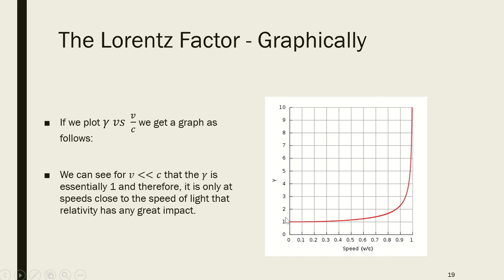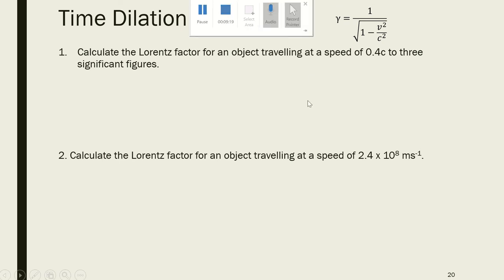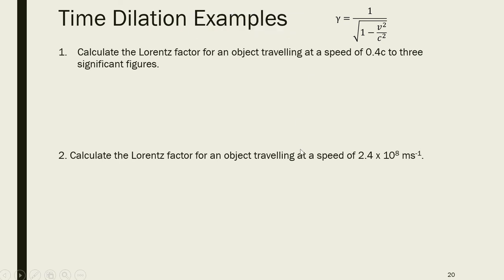So at low speeds, there's no time dilation. Traveling at 200 k's per hour in a car, we're going to have minimal time dilation. We're not going to notice it on Earth. So now some calculations involving the Lorentz factor. I'll quickly do them, but realistically, you need to use your calculators. Make sure you can do these. These are just worked examples from your textbook, but I'll just go through them quickly.